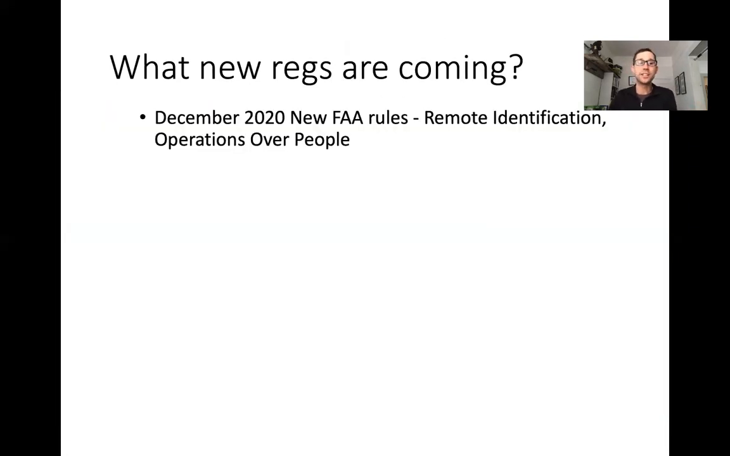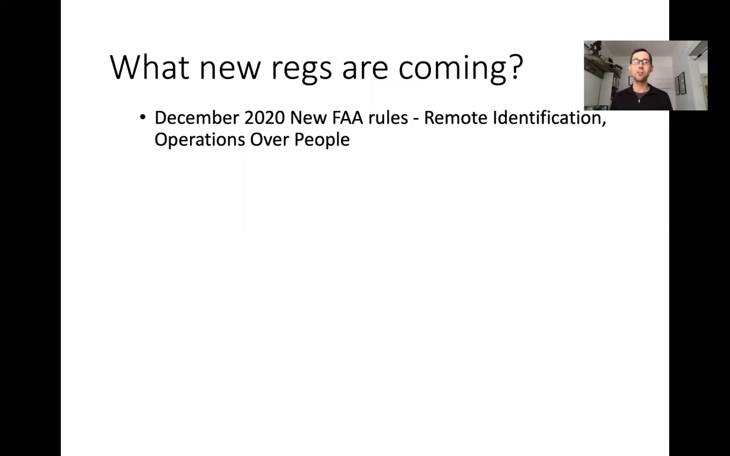Okay, so that's technology. Let's talk about regulation. So just in December 2020, there was a new set of FAA rules that were published on the Federal Register that change how drones are going to be operated in the future. And there are 2 new things that happened here. The first rule is called remote identification. And the second one is a new rule that changes the restrictions about operations over people. The most important one for our purposes is this remote ID rule.